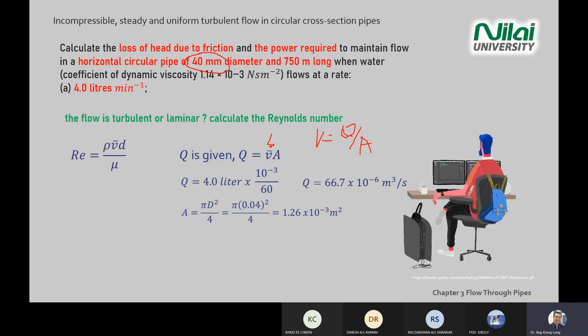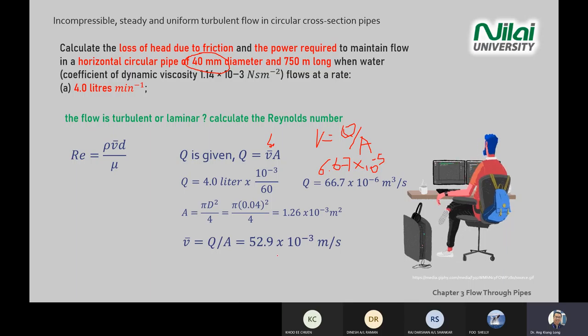1.26 × 10⁻³. Now, I put my Q in negative 6 because when I do the division, it's easier for me. I can straight away put 10⁻³ or something. It depends on you, but it's okay, you write 6.7 × 10⁻⁵, you get the same answer also. All right, you divide, you get your V equal to 52.9 × 10⁻³ meter per second.